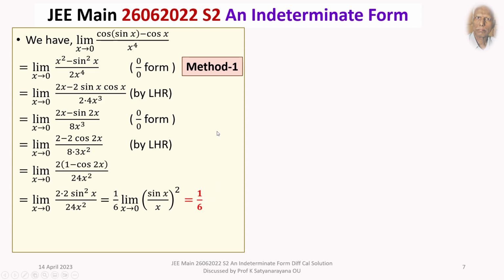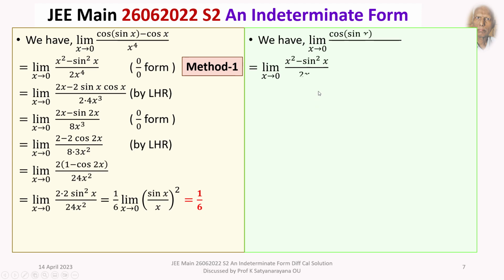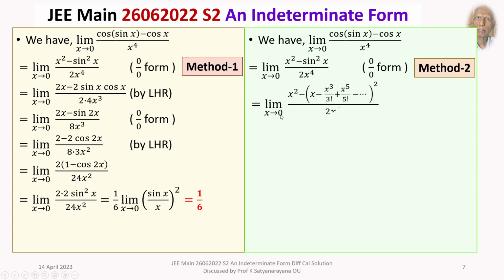That's our answer. Let's go to method 2. In this method 2, we have already observed it is a 0 by 0 form. Agreed. Now the limit as x tends to 0 of x square minus, for sin x we have written its Maclaurin's expansion. The Maclaurin's expansion for sin x is x minus x cube by 3 factorial plus x to the power of 5 by 5 factorial minus and so on, whole square. Agreed. By 2x to the power of 4.